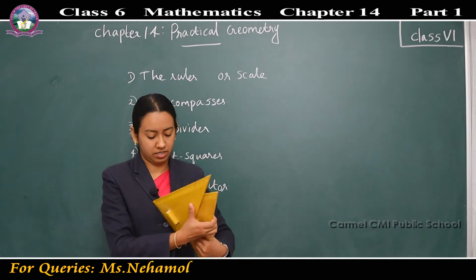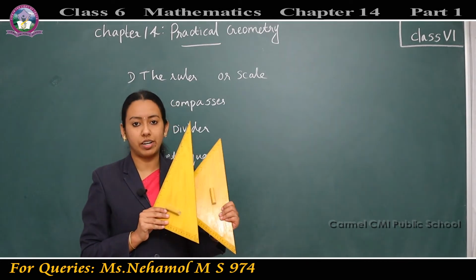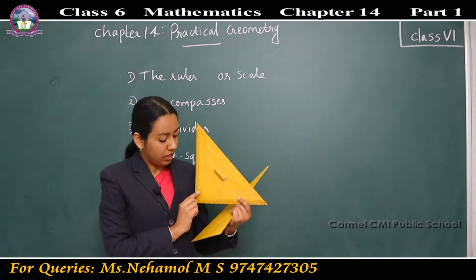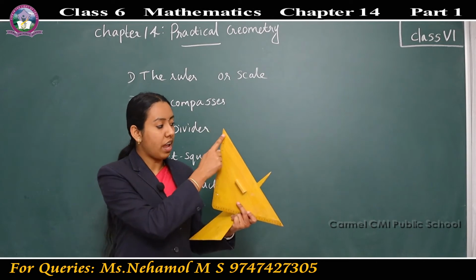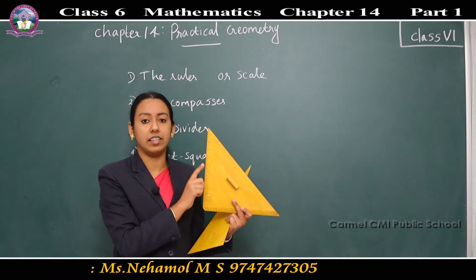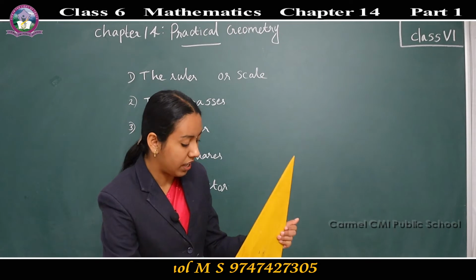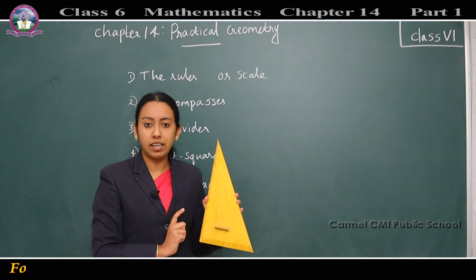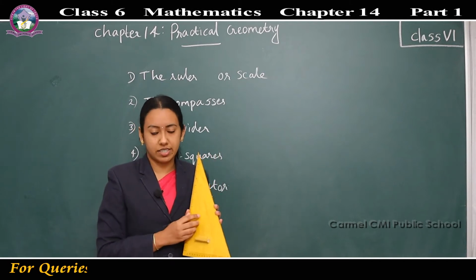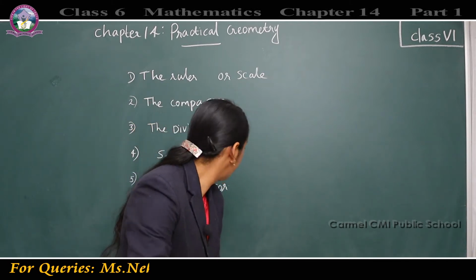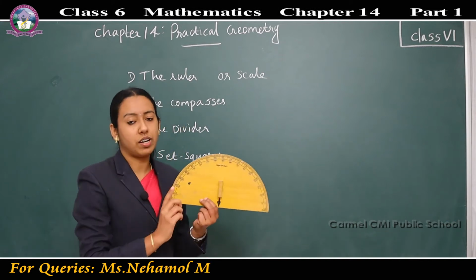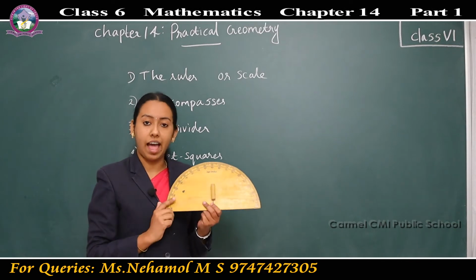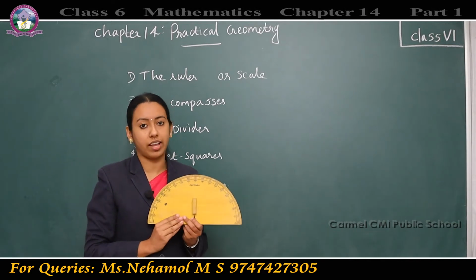These are set squares, two triangular pieces. One of them has 90 degree, 45 degree and 45 degree angles at the vertices, and the next one has 90 degree, 60 degree and 30 degree angles at the vertices. The next one, the protractor. You know what a protractor is, and we use a protractor to measure angles and also to draw angles.